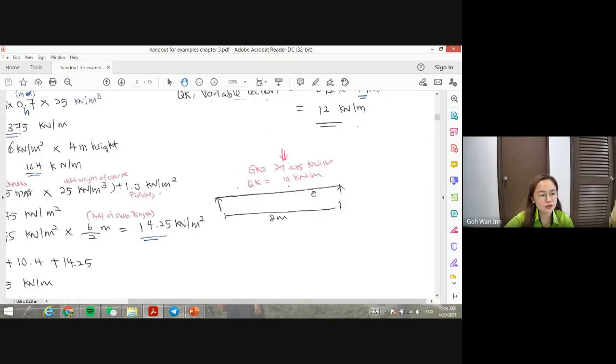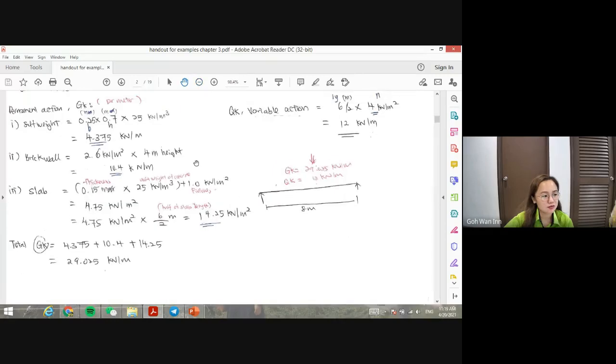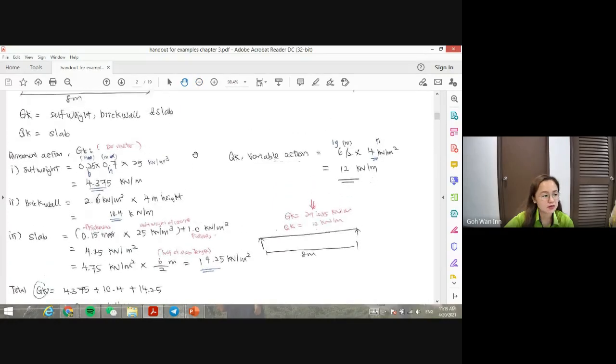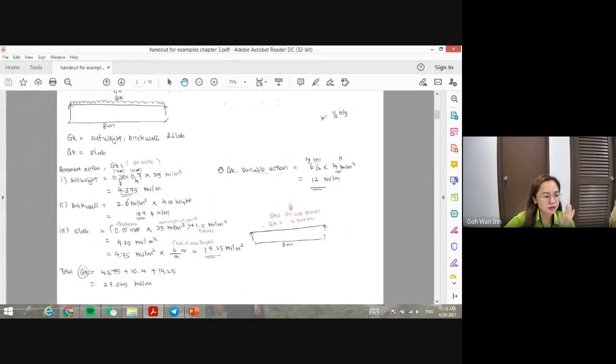Okay, so this is the Gk and Qk on it. Everyone, are you okay with example 1? Any question for this example? This is a one way example. One way is easy.